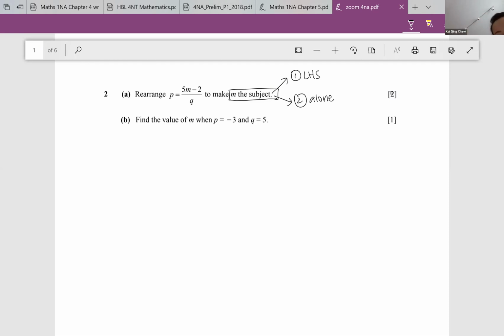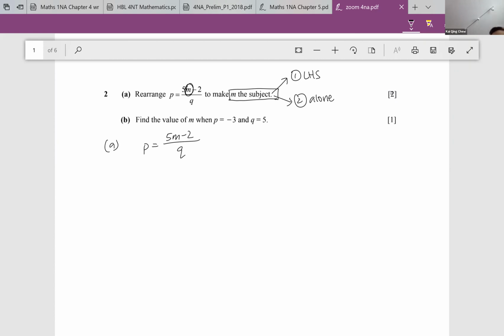Okay, so M, I want M to be the subject. M is over here. Okay, so M is over here. All right, so P equals to 5M minus 2 over Q.